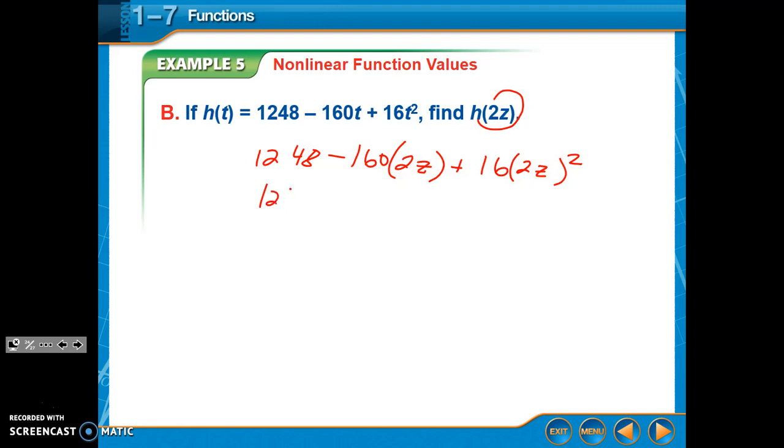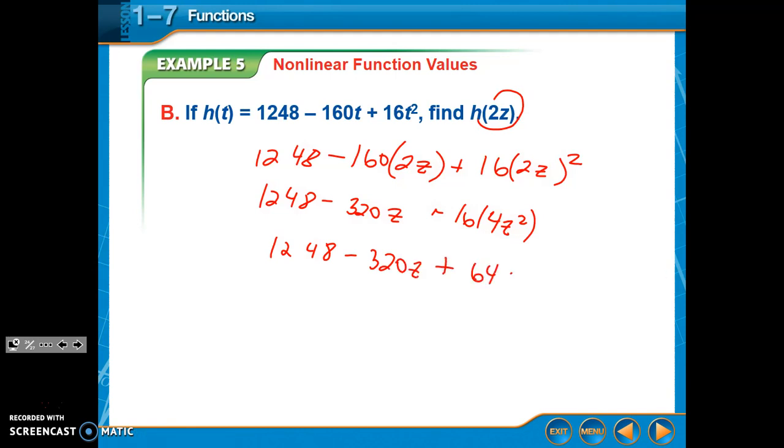So it's going to be 1,248 minus 320z. And this becomes 4, right? So I square this whole thing. This becomes 16 times 4z squared, if I square both the 2 and the z. So now I'm doing 16 times 4, and I get 64. So this is 1248 minus 320z plus 64z squared. Now I cannot combine these anymore because this doesn't have a z, this has a z to the first, this has z squared. So none of them are like terms.